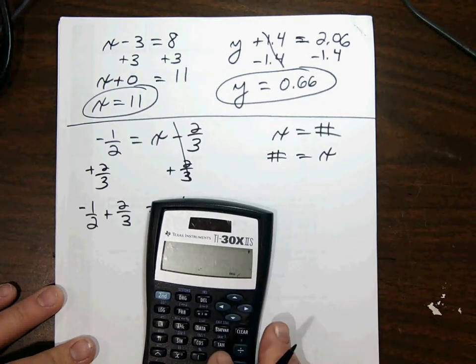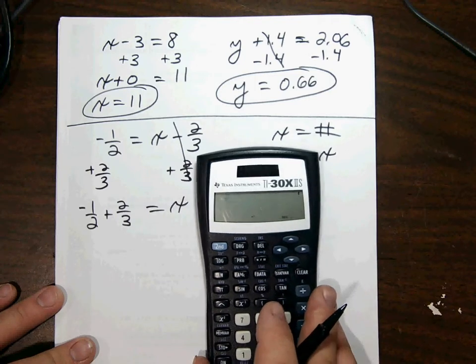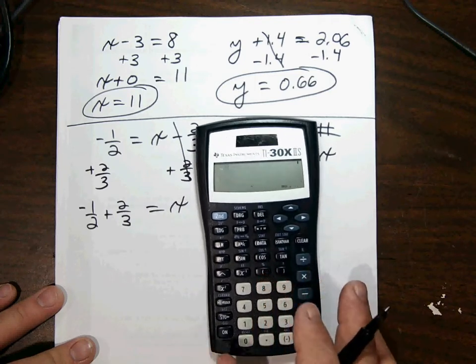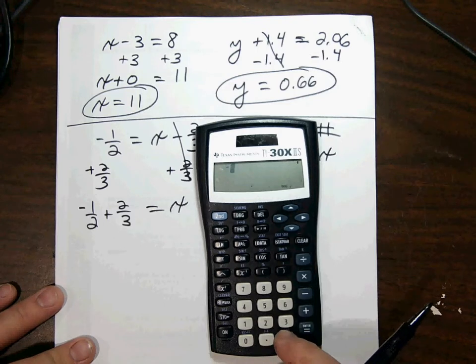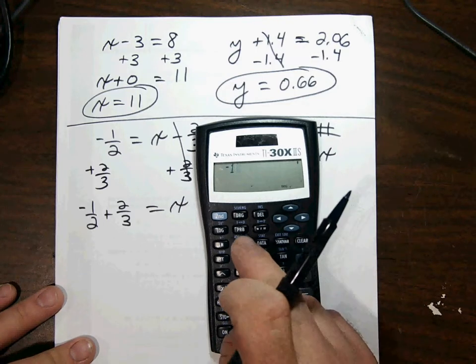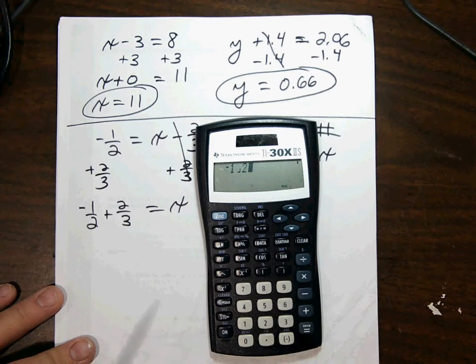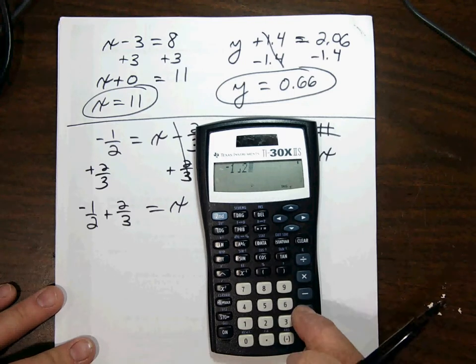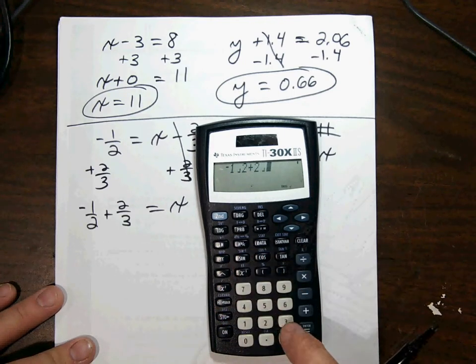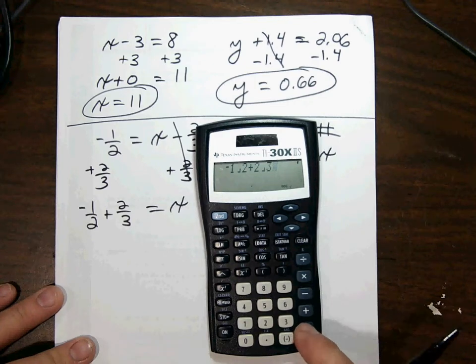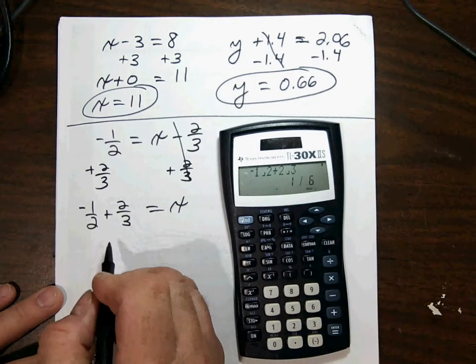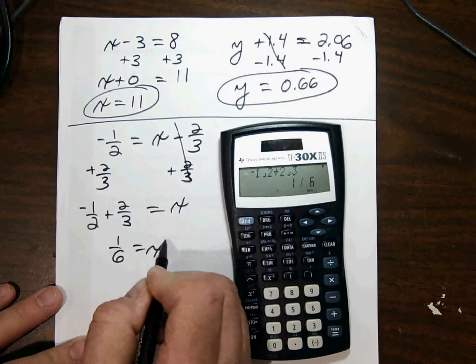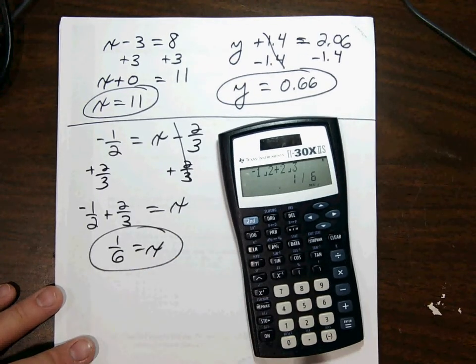Your calculator ought to be able to handle this. So let's bust out a calculator example. Again, your negative situation is different. But I'm going to say negative 1 fraction button half plus 2 fraction button thirds equals, I'm going to get a positive 1/6. Done. Okay, and that is correct.